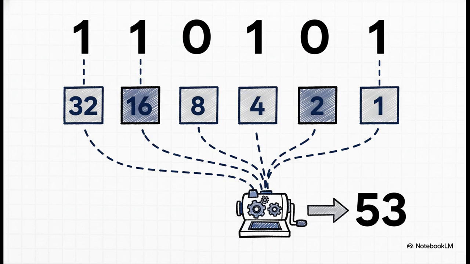We've got a 1 in the 1's place, nothing in the 2's place, a 1 in the 4's place, nothing in the 8's, a 1 in the 16's place, and a 1 in the 32's place. You just add them all up, and what do you get? 53. See, it's not some crazy new number, it's just a different way to write 53.